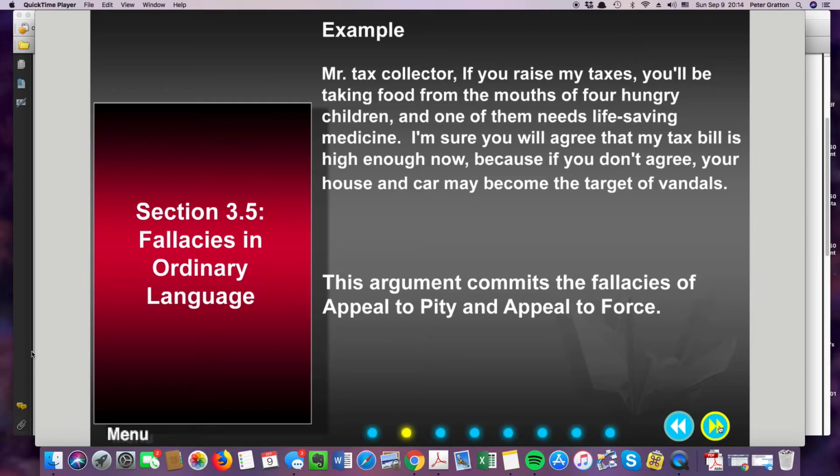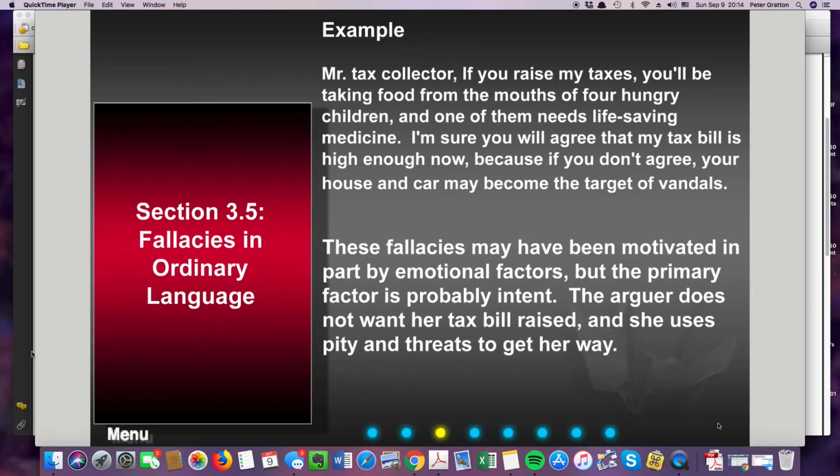So, in any case, these are the first two fallacies that we got in 3.2. Now, these fallacies may have been motivated in part by emotional factors, but the primary factor is probably intent, right? The arguer does not want her tax bill raised, and she uses pity and threats to get her way. So it's not emotional, although people are pretty emotional about paying their taxes, but here it's intent. I need to get out of this. Okay?